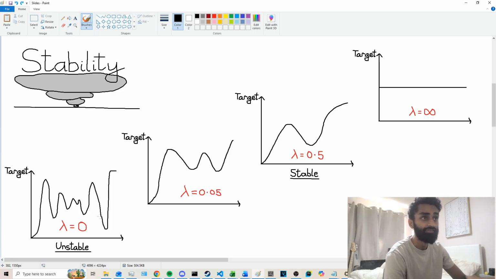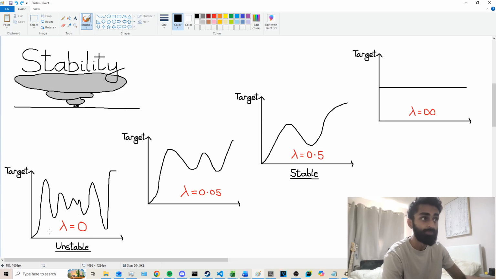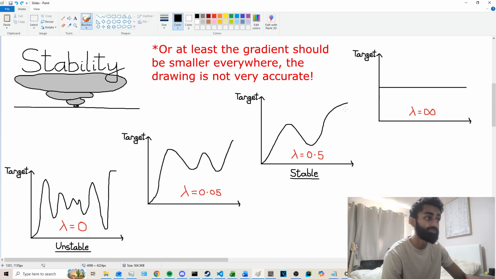So one way of nullifying this is regularization. This is lambda equals 0, where there's no regularization. If you go to lambda equals 0.05, this isn't exactly what it would look like, but it gives you an idea. It sort of removes some of the kinks. It penalizes large gradients, so the gradient generally is smaller everywhere, and it just looks more stable and more repeatable. And if we increase lambda to 0.5, again, some of the kinks are gone. The gradients at every point will be smaller because we're penalizing larger gradients with our cost function.